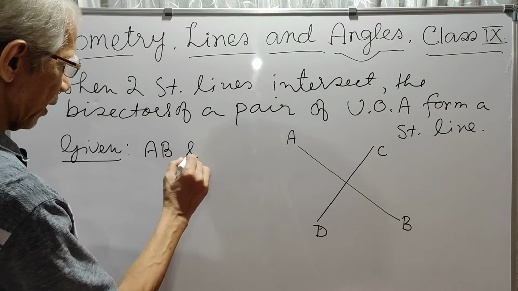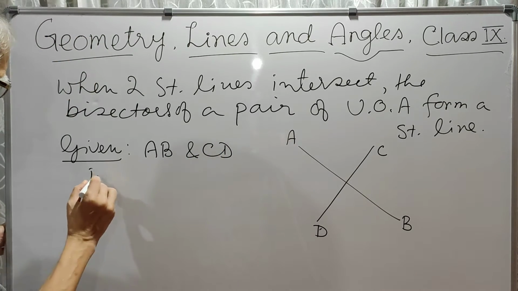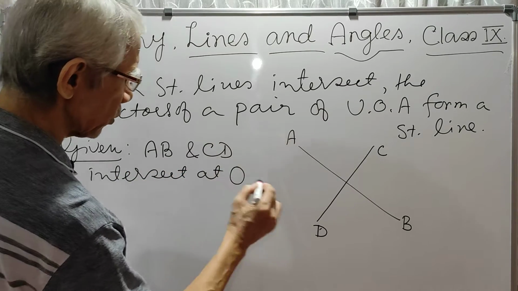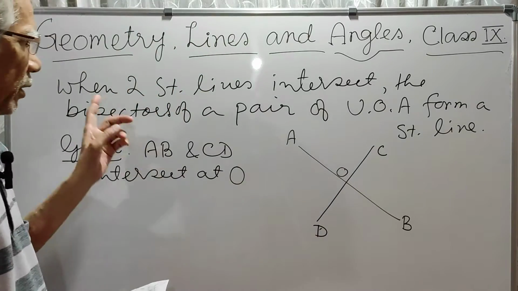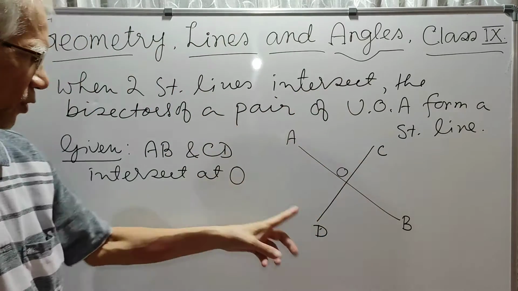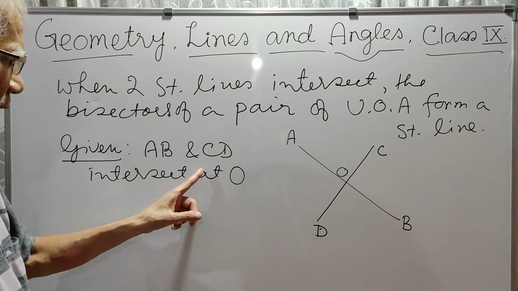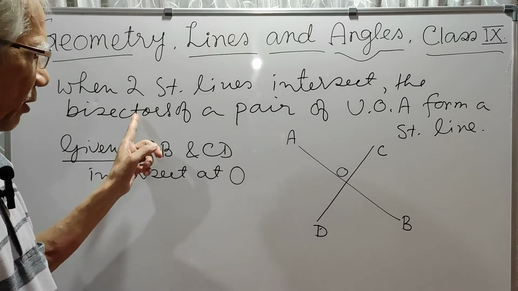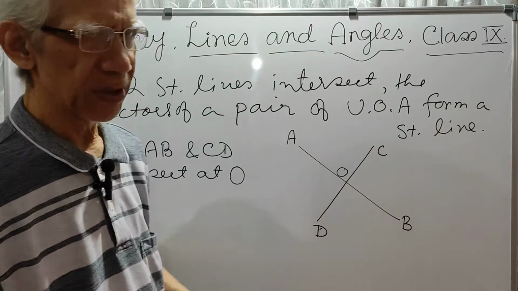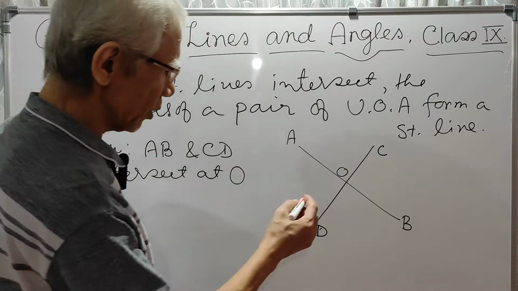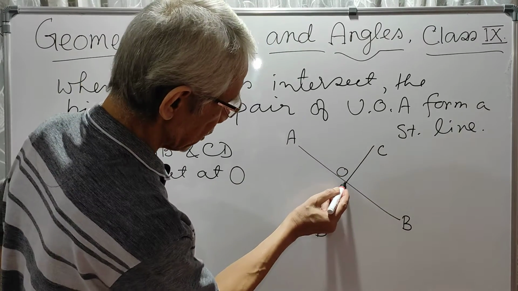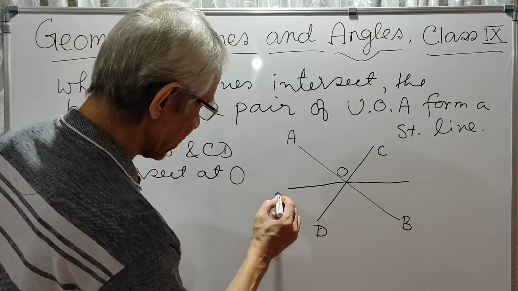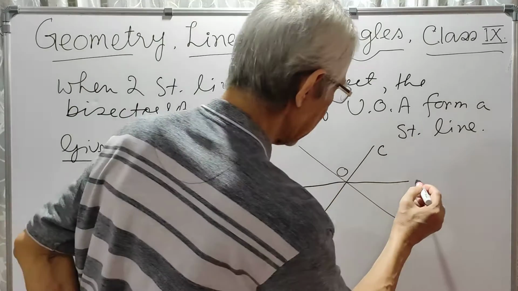So AB and CD intersect at, suppose, O. So this is a point O. So this is given when two straight lines intersect. These are the two straight lines AB and CD which intersect at O. Then you have to prove the second part, that the bisectors of a pair of vertically opposite angles form a straight line. So, suppose we consider this pair of vertically opposite angles. This is the bisector of this angle and this is the bisector of this angle. Suppose the bisectors given are PO and QO.